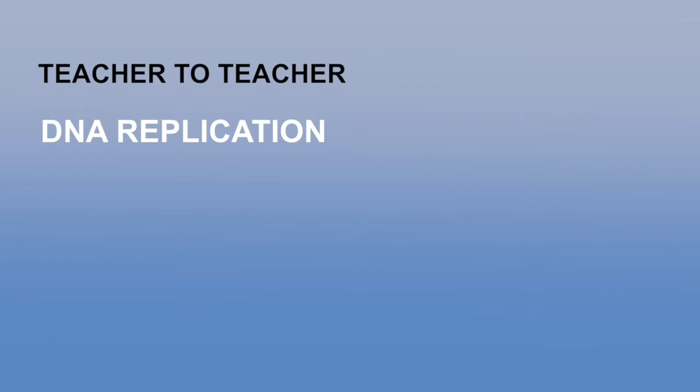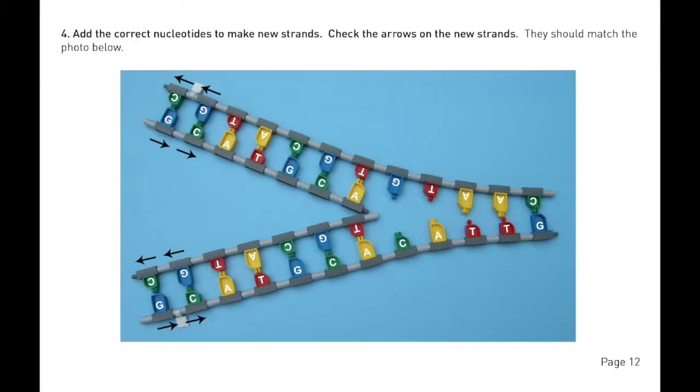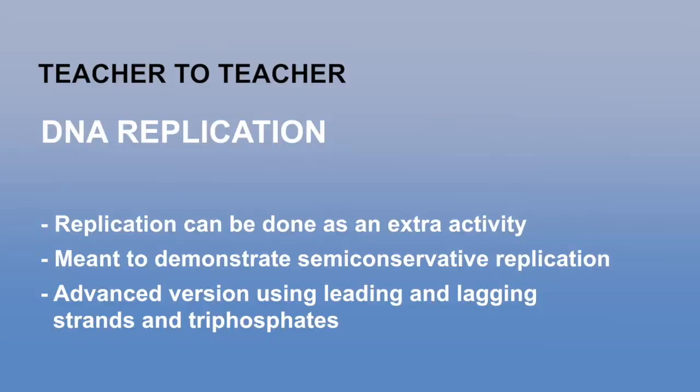In this workshop, we chose not to teach DNA replication. However, DNA replication can be taught at this point using pages 10 through 13 in DNA RNA Booklet 1. The replication activity in Booklet 1 is a basic version meant to emphasize that DNA replication is semi-conservative. An advanced replication activity using triphosphates and modeling leading and lagging strands is found in DNA RNA Booklet 2.